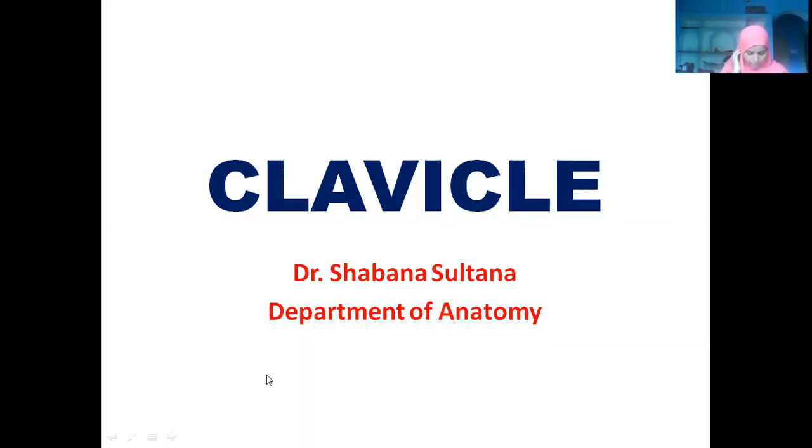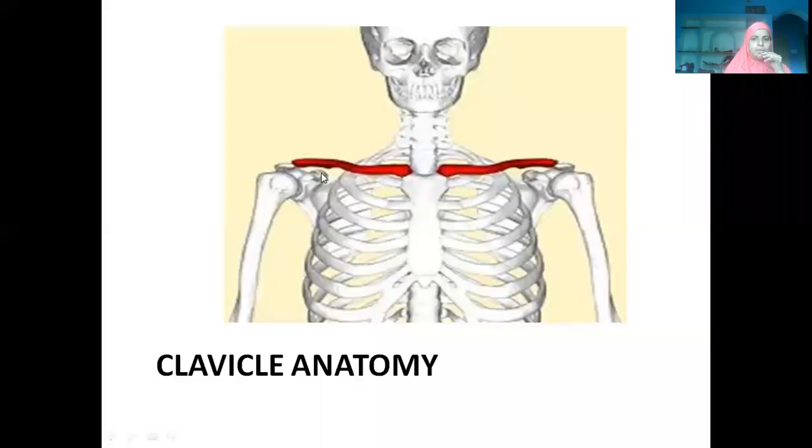So we are starting upper limb. So we'll go with osteology first. So let's start with clavicle bone. Okay. So clavicle bone is also called as collarbone, which is situated in the anterior aspect of the thoracic cage.